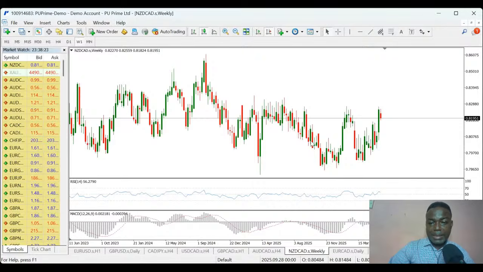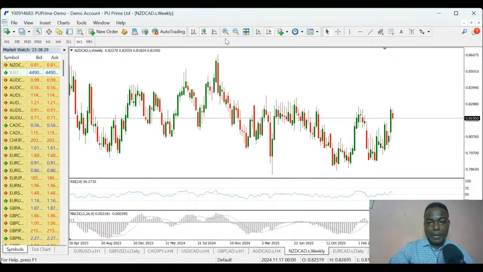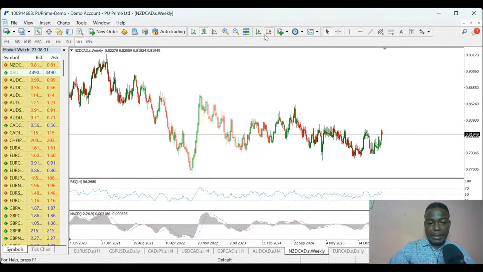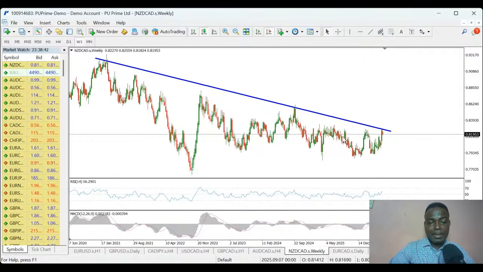All right, next I'll be looking at the NZD card. This is on the weekly time frame, and again, I can see the overall trend right here is bearish. Price is trending massively downward, making a series of lower highs and lower lows.